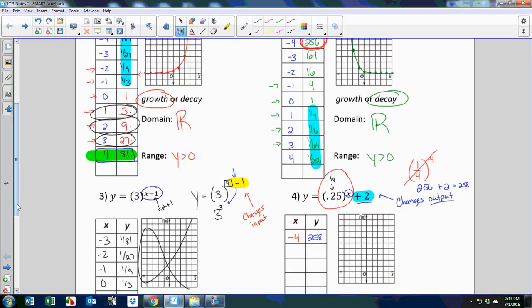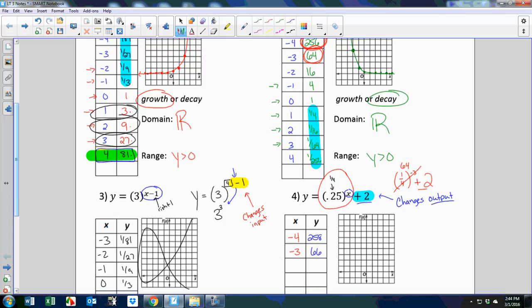We'll do one more manually, and then we'll talk about the pattern and probably just copy points from there. The next input was -3, so putting in 1/4 to the -3 plus 2. According to the chart above, -3 gives you 64. The exponent -3, so 1/4 to the -3 is 64. Add 2, so we get 66.